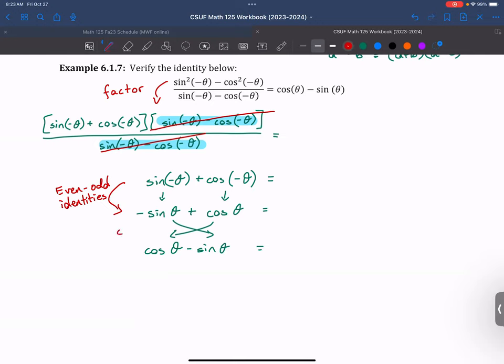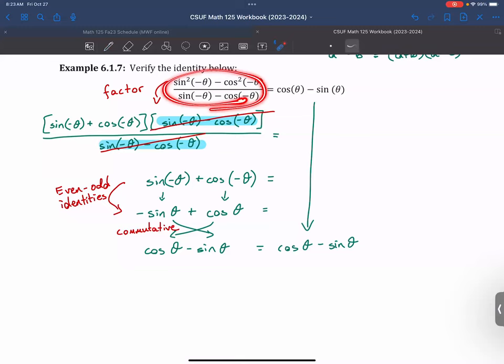And this is just the commutative property of addition and subtraction. And finally, I can bring this down and say, look, this is the same thing. Therefore, this original big fraction must be equal to this simplified expression.